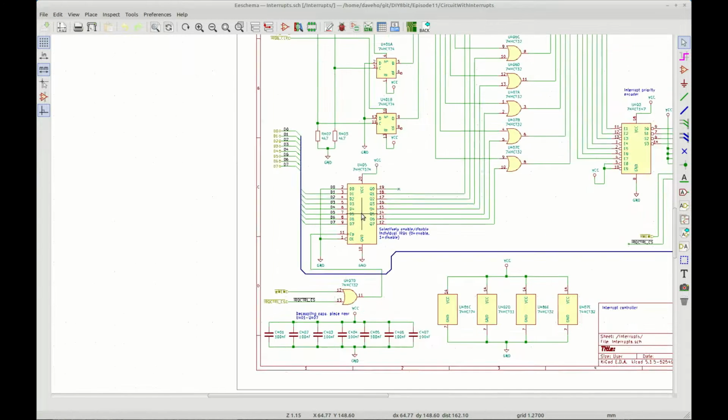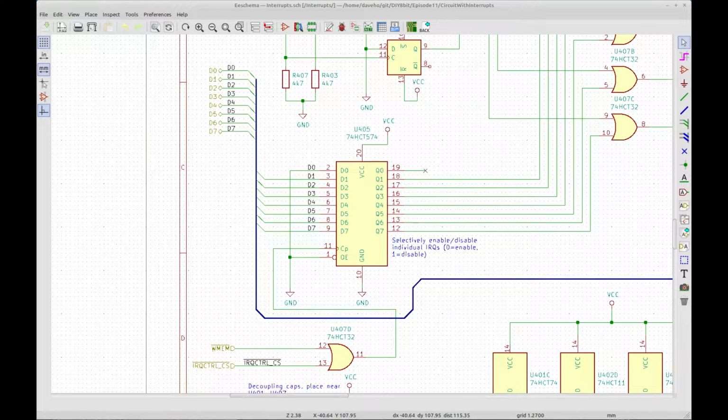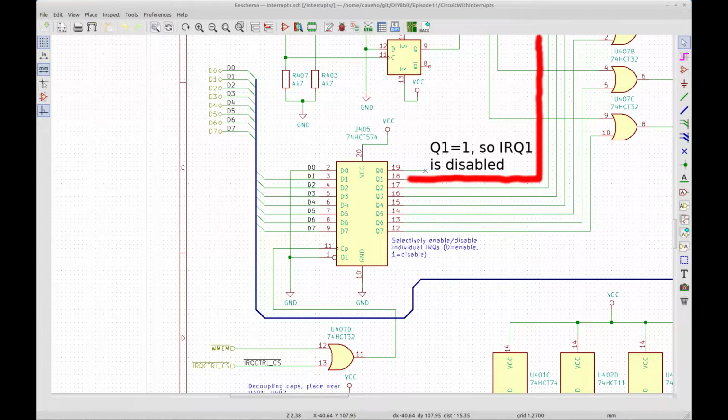Next, let's discuss the mask register. The purpose of the mask register is to allow each hardware interrupt input to be selectively enabled and disabled. The register is a 74HCT574 octal D-type flip-flop. The outputs Q1 through Q7 are the mask signals for the interrupt request inputs IRQ1 through IRQ7. When a mask signal is 1, meaning a high voltage, it masks its corresponding interrupt request input, preventing it from being forwarded to the CPU and triggering an interrupt. When a mask signal is 0, the corresponding interrupt request is forwarded to the CPU, allowing it to occur normally.